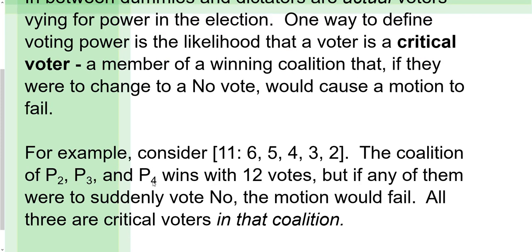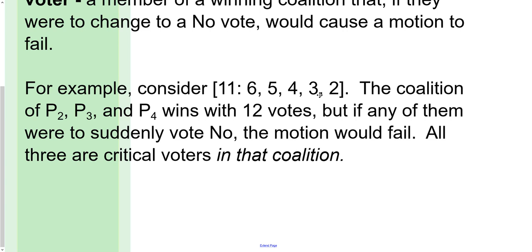So let's look at this group here. We have 11, 6, 5, 4, 3, 2. Okay, so let's say we had this group, and the coalition of P2, P3, and P4, right? So let's say this happens. Let's say yes, yes, yes, no. So P2, P3, and P4 all vote yes, the other two vote no. Now, does the motion pass? Yes, it's got 12 votes. So the motion would pass.